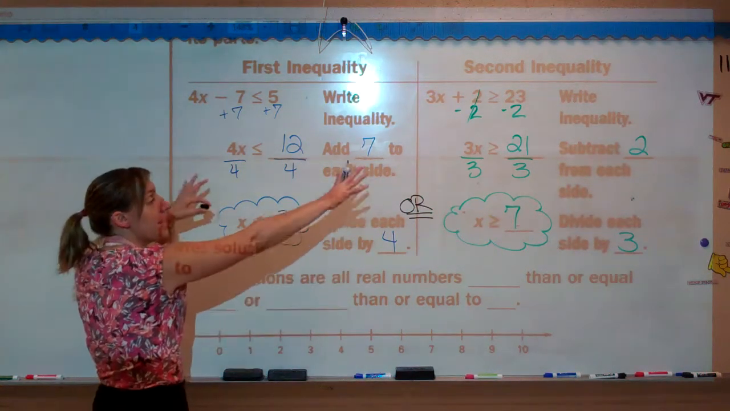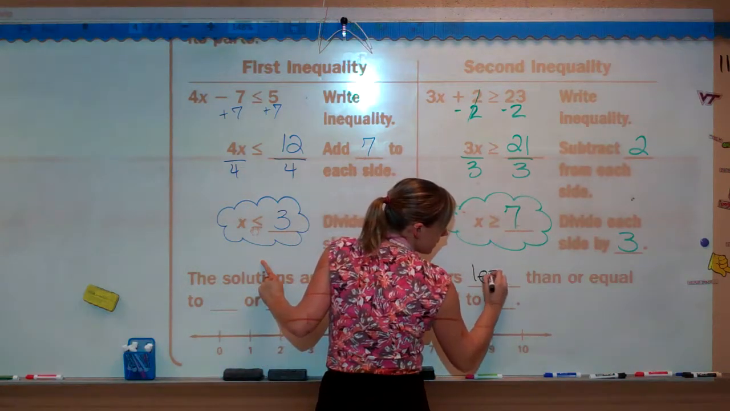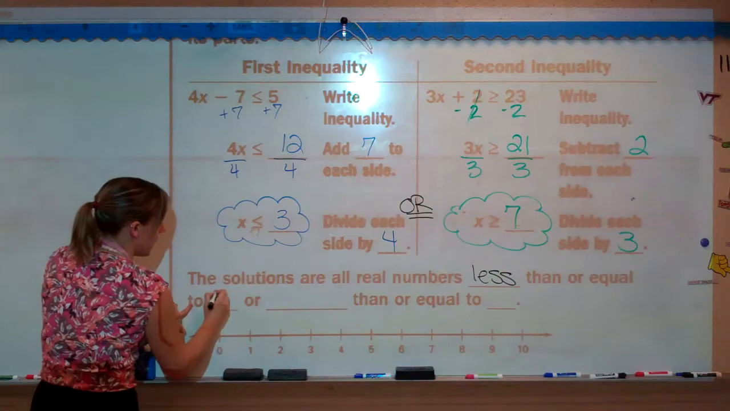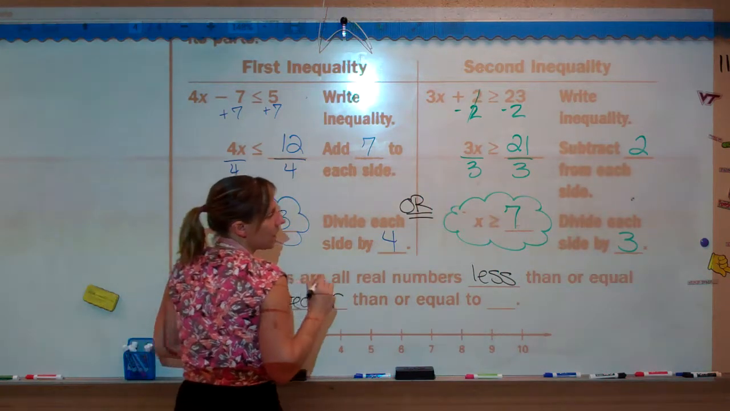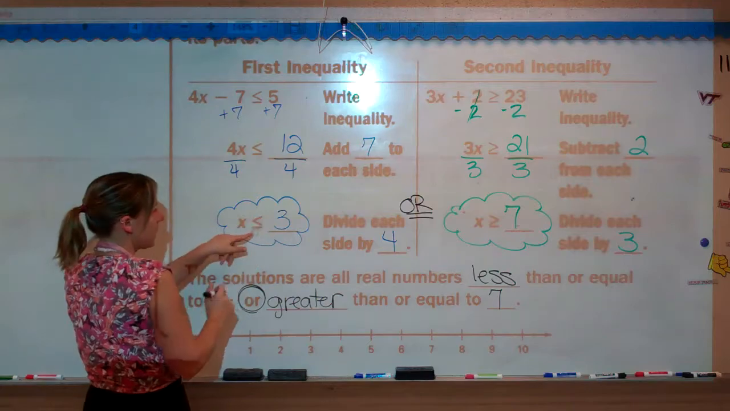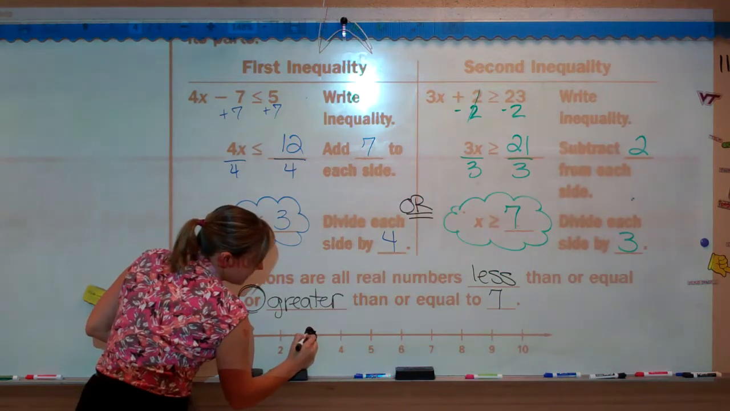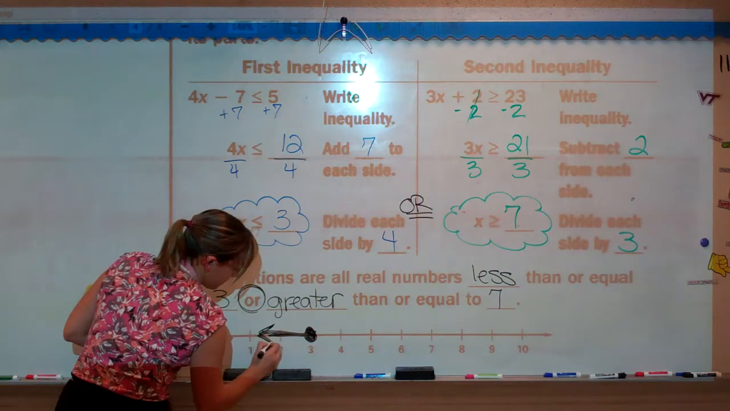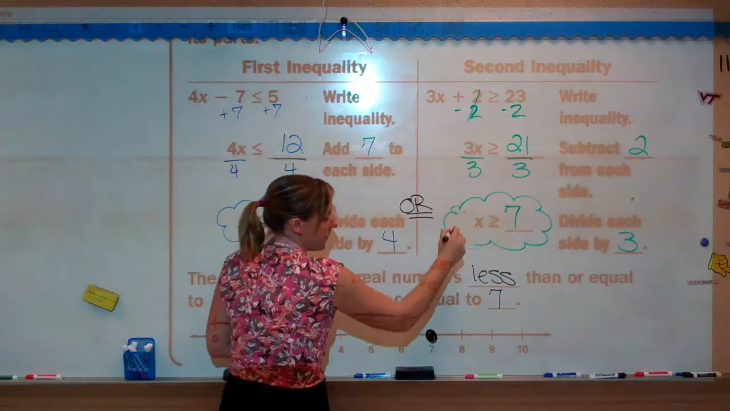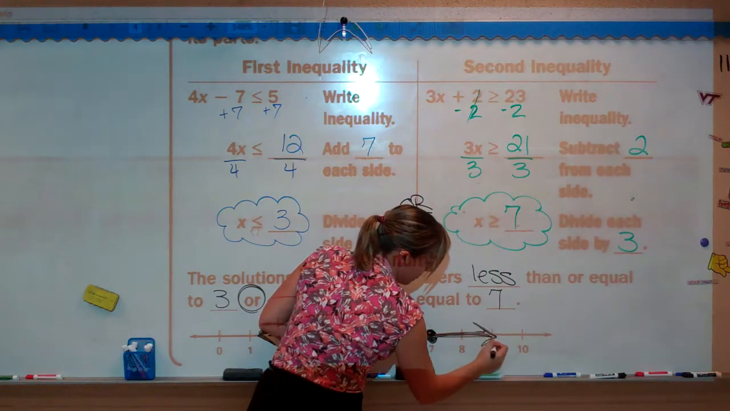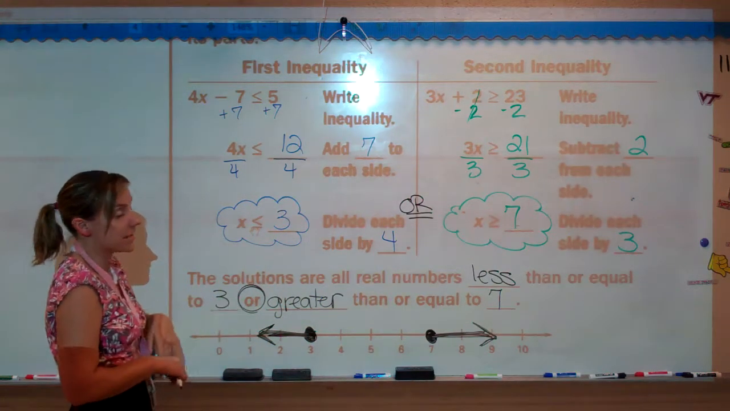So our answer, it just all comes together as one final answer. So the solutions are all real numbers less than or equal to 3 or greater than or equal to 7. So now let's just put this one on here. It's a solid circle, a closed circle because it's equal. Numbers less than 3 are to the left. Okay, it's another closed circle at 7 because it's equal. Numbers greater than 7 are to the right. So the final answer, the final graph, is both of them on that same number line. So that's the answer to the OR problem.